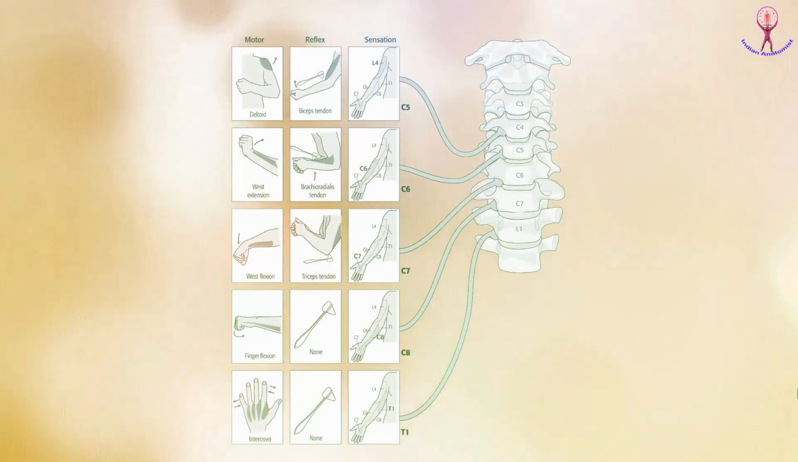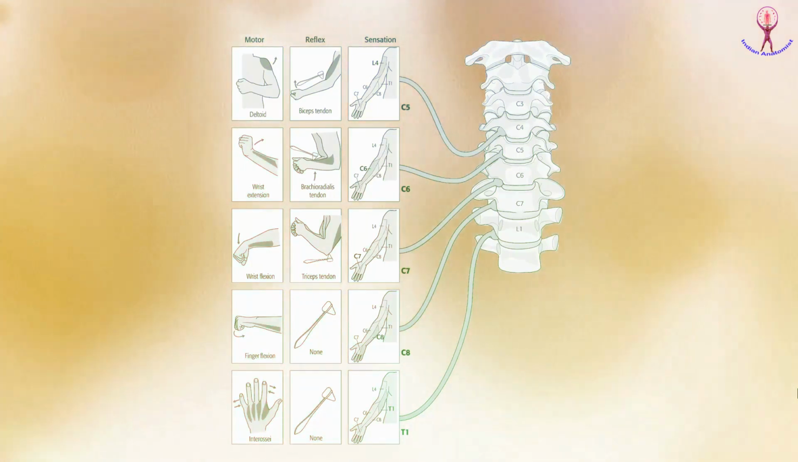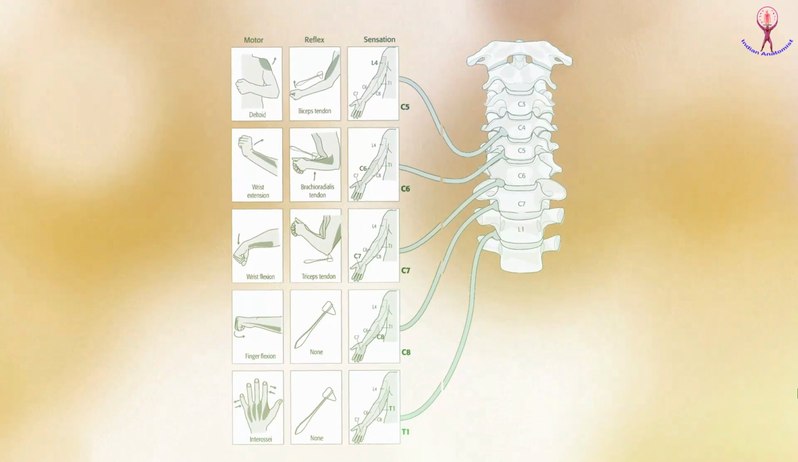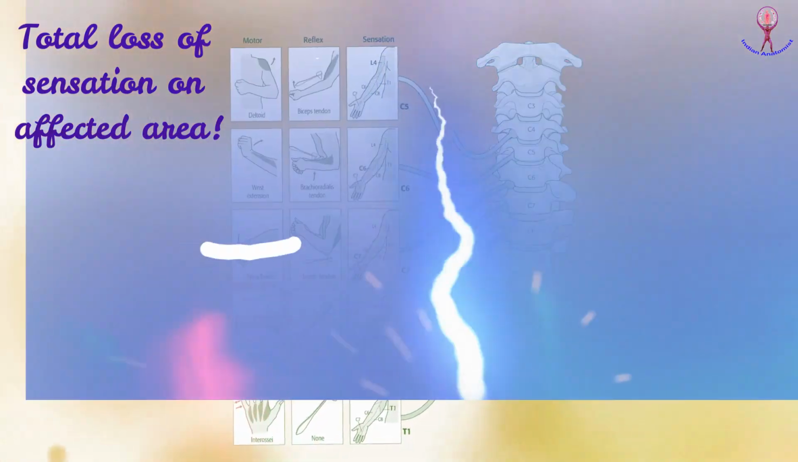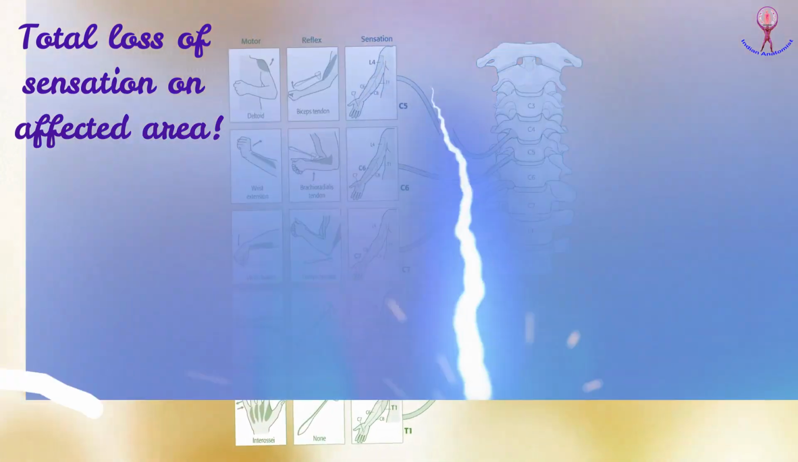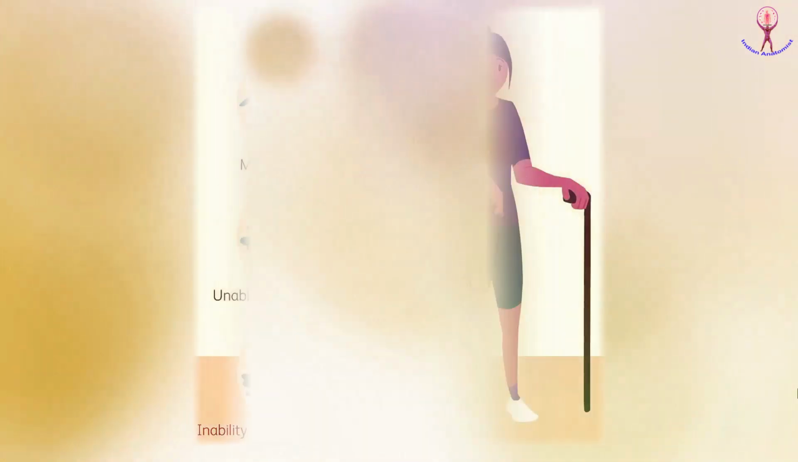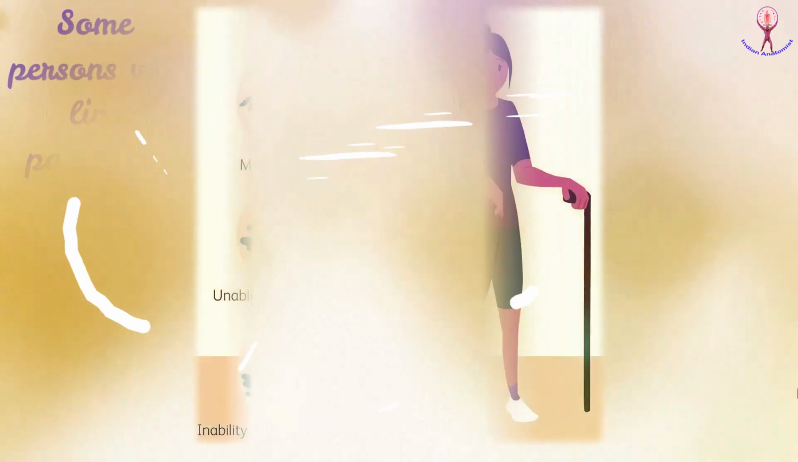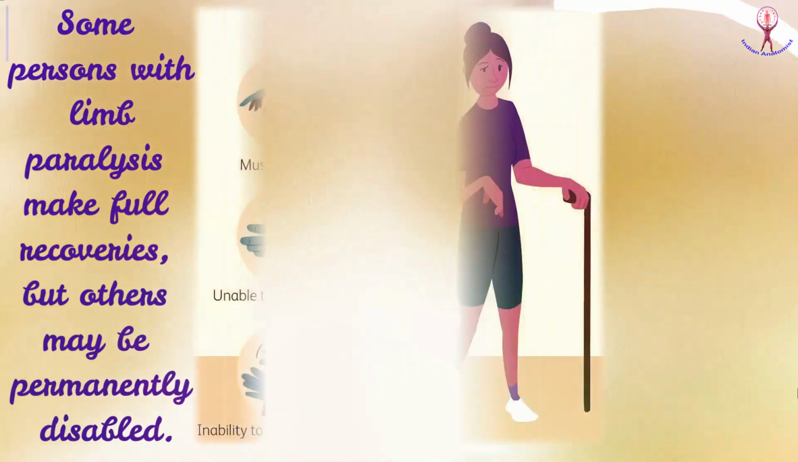Brachial plexus injuries disrupt communication between the spinal cord and the arm, wrist, and hand. This may imply that you are unable to utilize your hand or upper limb. Brachial plexus injuries frequently result in total loss of sensation in the affected area. The extent and location of nerve damage determine the severity of a brachial plexus injury. Some persons with limb paralysis make full recoveries, but others may be permanently disabled.